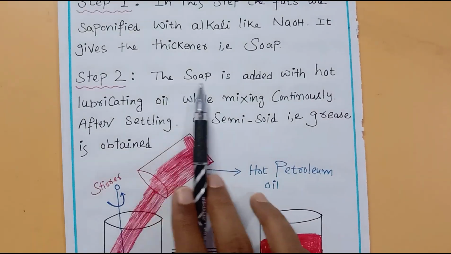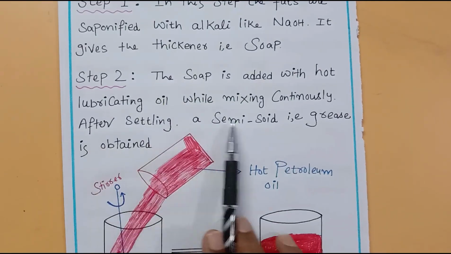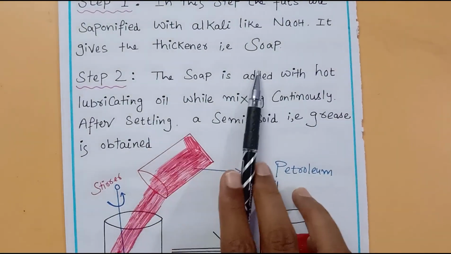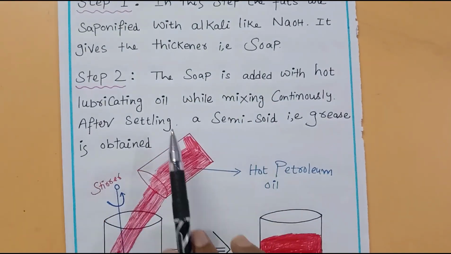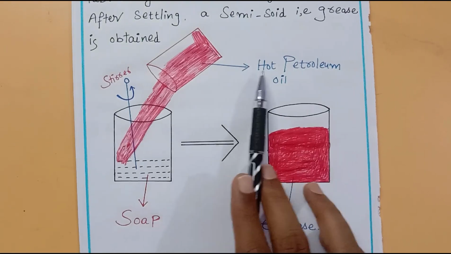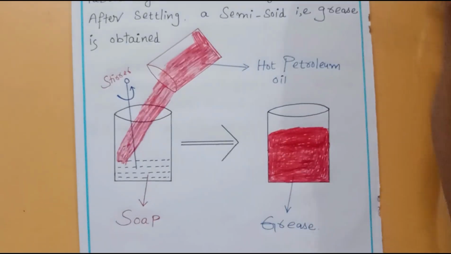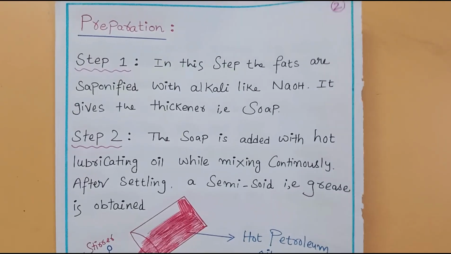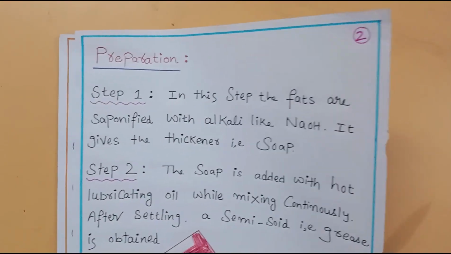Then in the second step, the soap is added to hot lubricating oil while mixing continuously. After settling, a semi-solid, that is grease, is obtained. So in the second step, the soap prepared in step number 1 is added to the hot lubricating oil with continuous mixing, so that it will produce grease. So this is the beaker having soap solution and this is hot petroleum oil. Both are added, and the beaker has produced the grease by constant stirring. Constant stirring is required to prepare the grease because of the need for proper mixing of soap and hot petroleum oil. So that is the preparation, which is very simple.